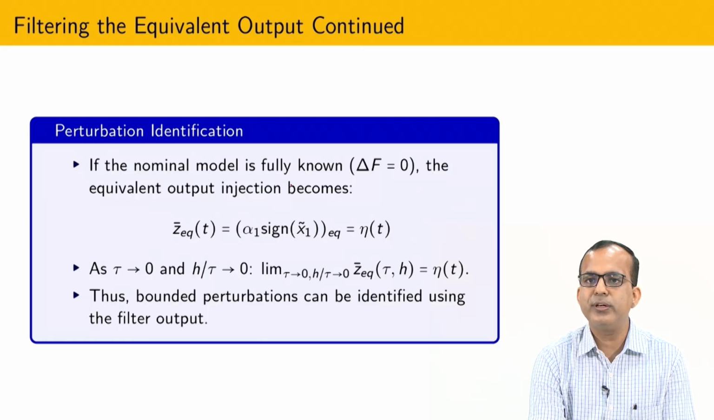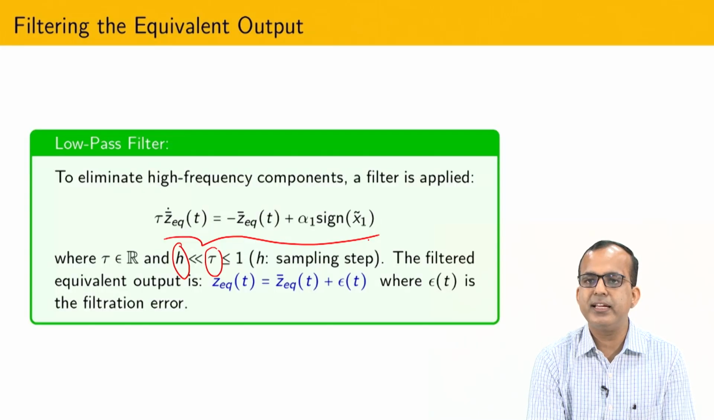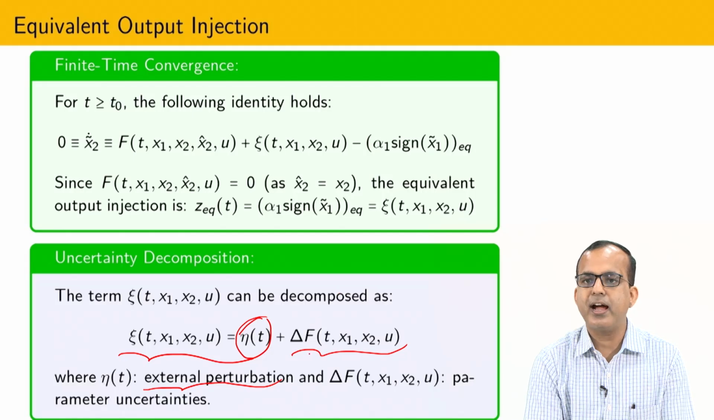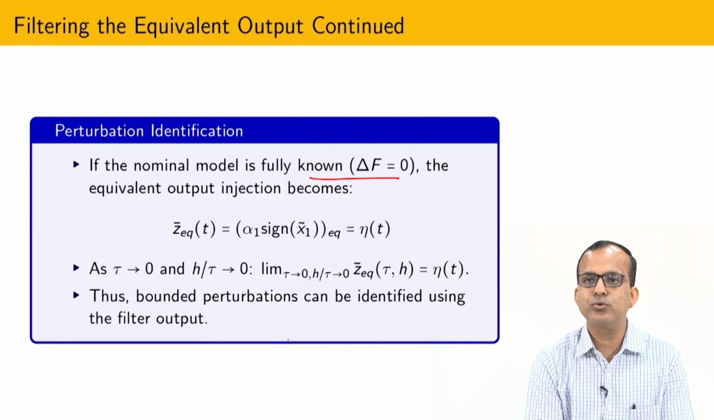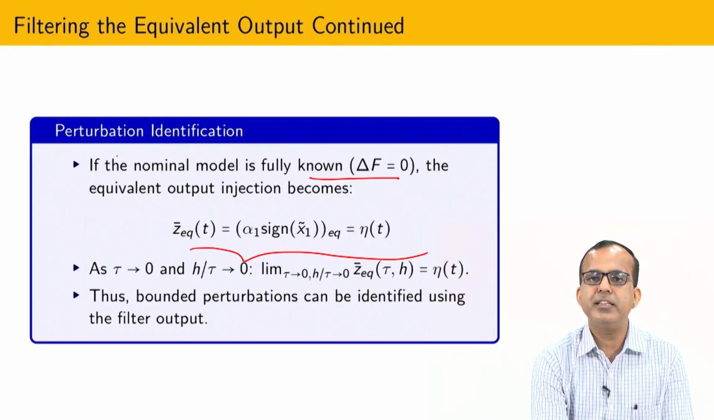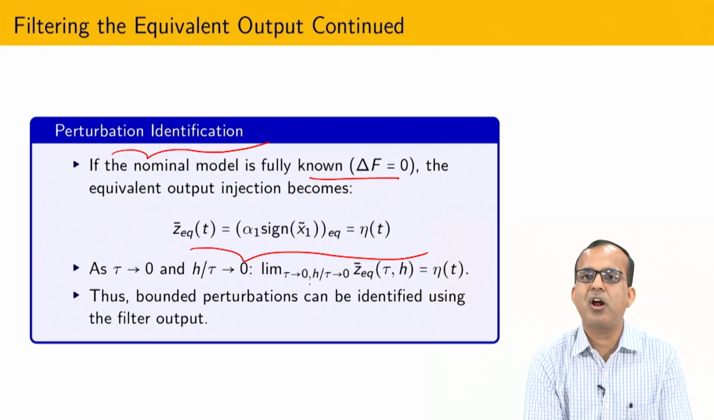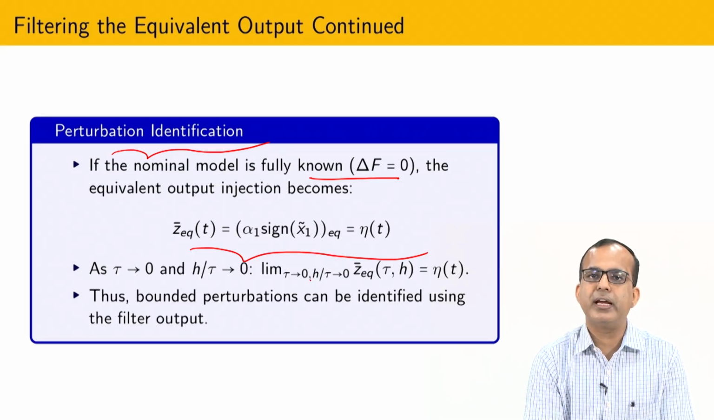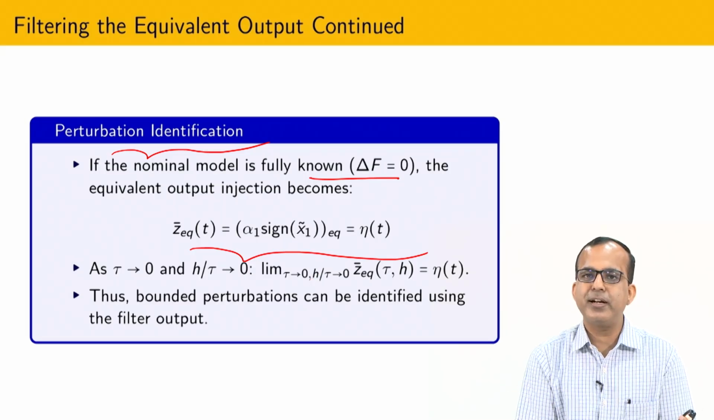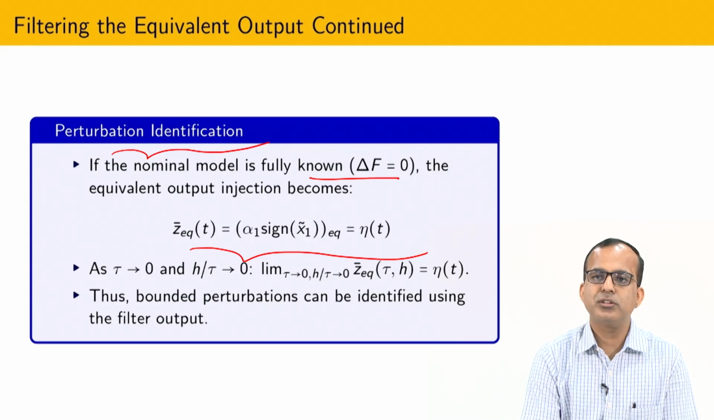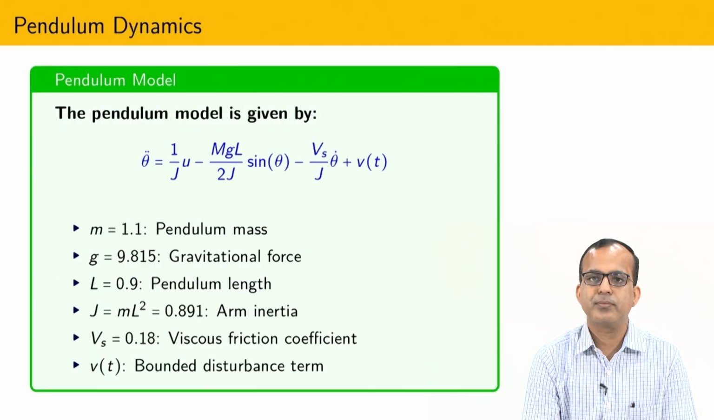Now if you have a nominal model, then obviously this part delta f equals 0. So now it is possible to show that Z equivalent is exactly equal to eta. In this way you can identify the perturbation, or identify the fault, or identify the attack. Okay, so how you interpret the perturbation depends on the practical situation.